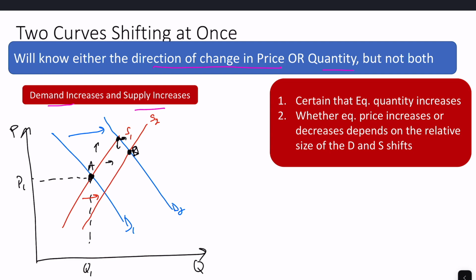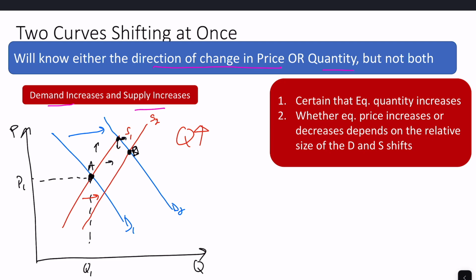However, let's look through these changes individually. That increase in demand going from here to here is going to increase price and increase quantity. The supply increase from here to here is going to decrease price and increase quantity. Notice the quantity changes, both the increase in demand and the increase in supply, are causing quantity to go up. However, for the price change, the increase in demand is causing price to go up, but the increase in supply is causing price to go down.